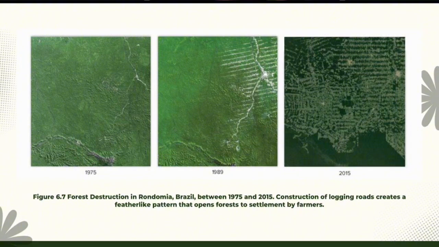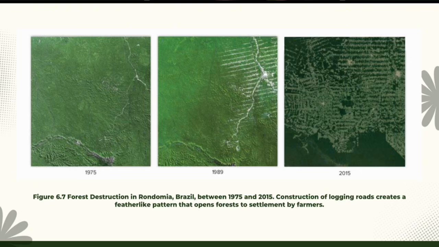Now, here is a clear example of what's happening to our planet. This is a figure that shows the forest destruction in Rondônia, Brazil between 1975 and 2015. The first image from 1975, the whole area is a solid green. The thick forest covers almost every part of the land, and there are no roads or clear spaces yet.